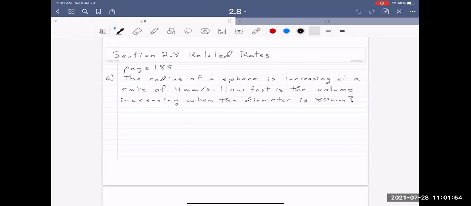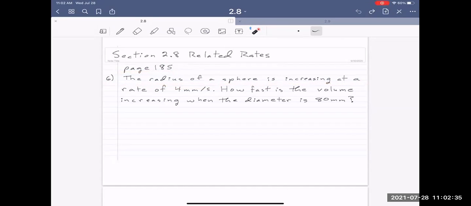This is yet another section where we're just doing applications of the chain rule. And so section 2.7, oops, I'm sorry, section 2.8. Section 2.8, related rates. And so, problem on page 185. Problem number 6.